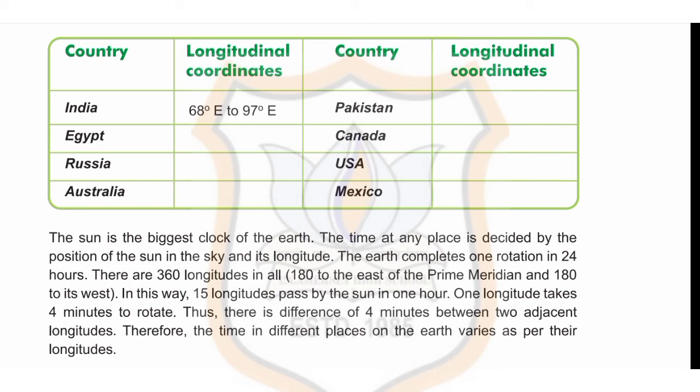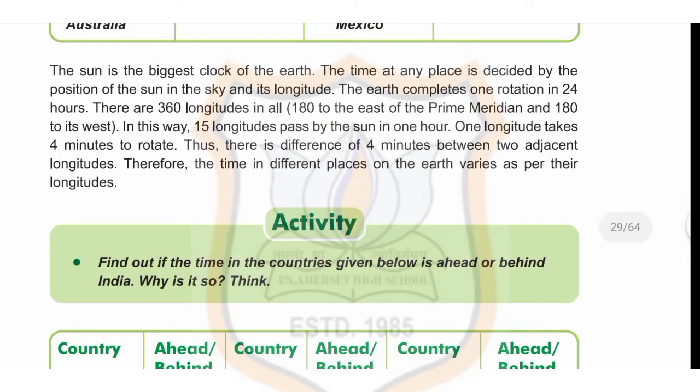One longitude takes 4 minutes to rotate. Thus, there is a difference of 4 minutes between two adjacent longitudes. Therefore, the time in different places on the earth varies as per their longitudes.